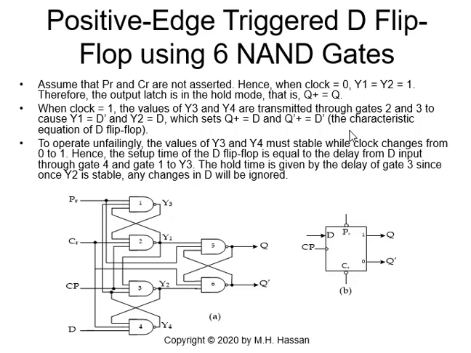To operate reliably, the values of Y3 and Y4 must be stable while the clock changes from 0 to 1. Hence, the setup time of the D flip-flop is equal to the delay from D input through gate 4 and gate 1 to Y3. The hold time is given by the delay of gate 3, since once Y2 is stable, changes in D will be ignored.